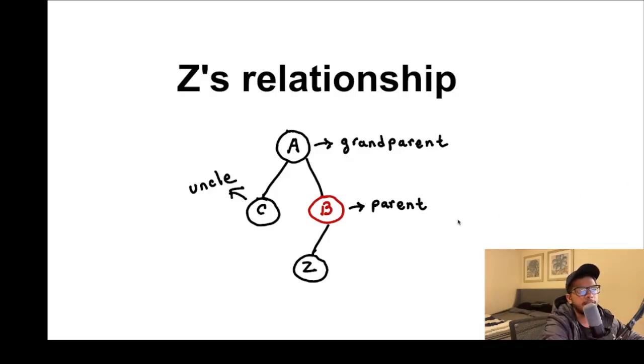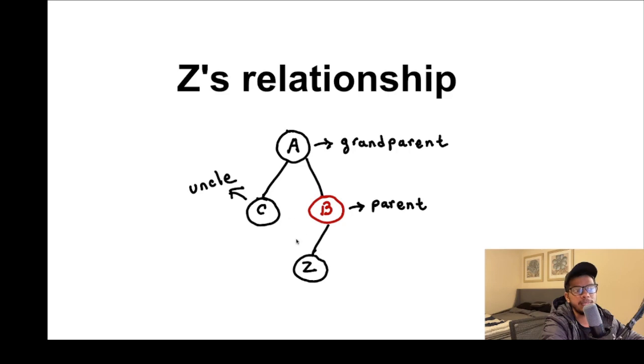Let's try to understand the relationship of the other nodes with respect to the Z node. Z node in this context would be the node that we are just trying to insert in the red black tree. So if we look at the diagram over here, you can see that B is going to be the parent node. Z is the child of the B node. A node is going to be the grandparent node of your Z node. And C node is going to be the uncle node.